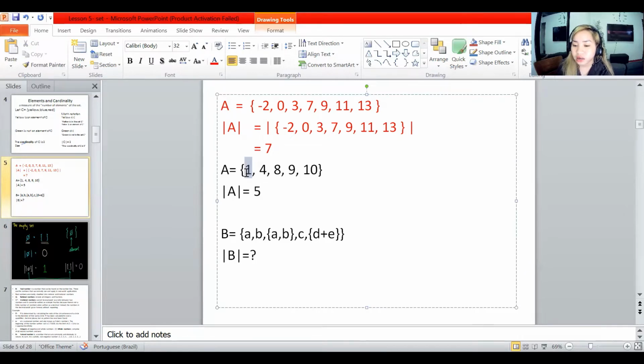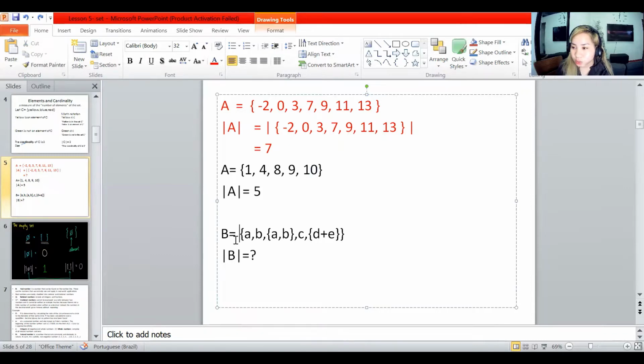Again, sa pagbilang ng elements, 1 po yung bilang dito and then after that, may comma. Another 1 po. So, pangalawa to. Tapos, comma ulit. Pangatlo po ito. Tapos, comma ulit. Pang-apat. Tapos, comma and then, pang-5.